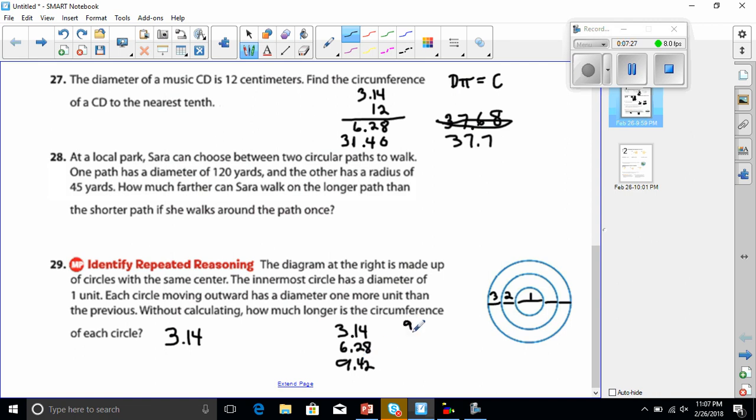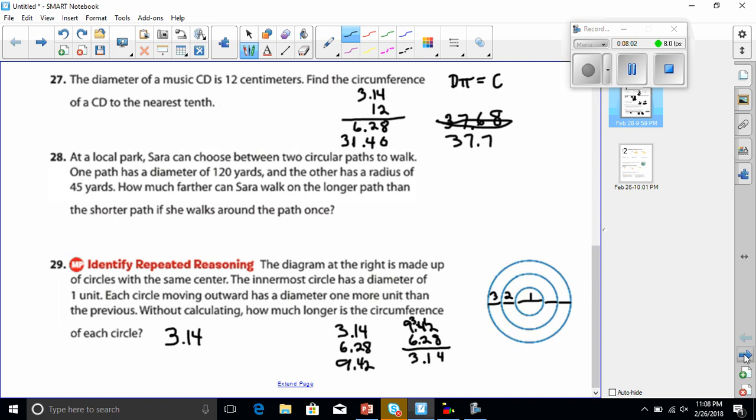Well, let's subtract it and see. 9.42 minus 6.28 is going to give us, well, no surprise, 4. We had to carry 1, so that's going to turn that to 3. That's going to be 1. And look what we have here, everybody, 3.14. So for each diameter increasing by 1 unit, the circumference is going to increase by 3.14.